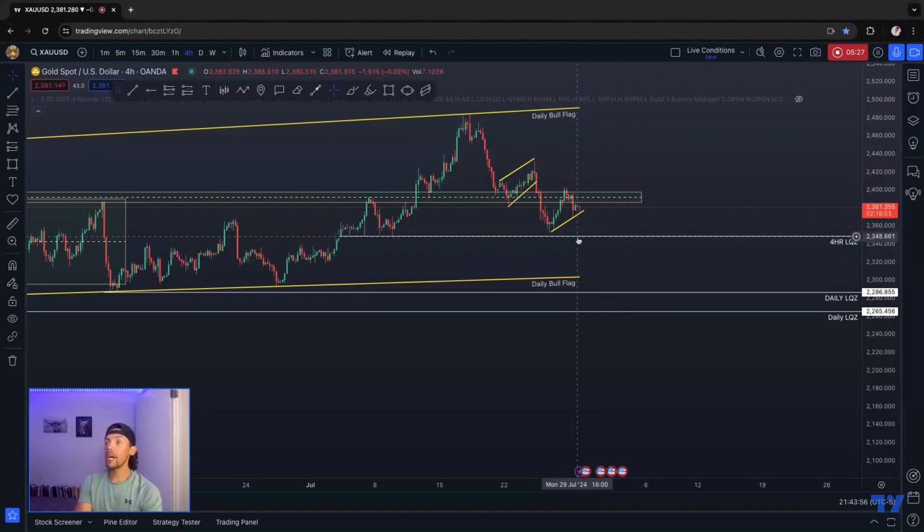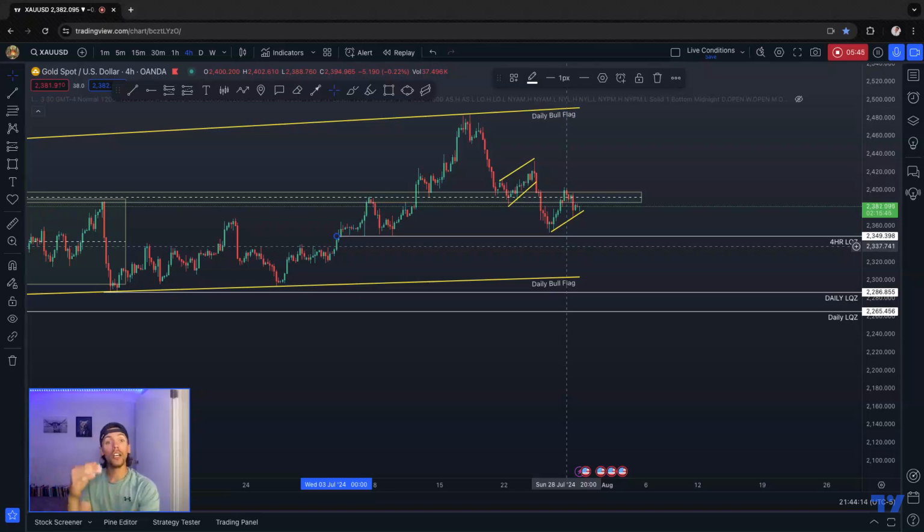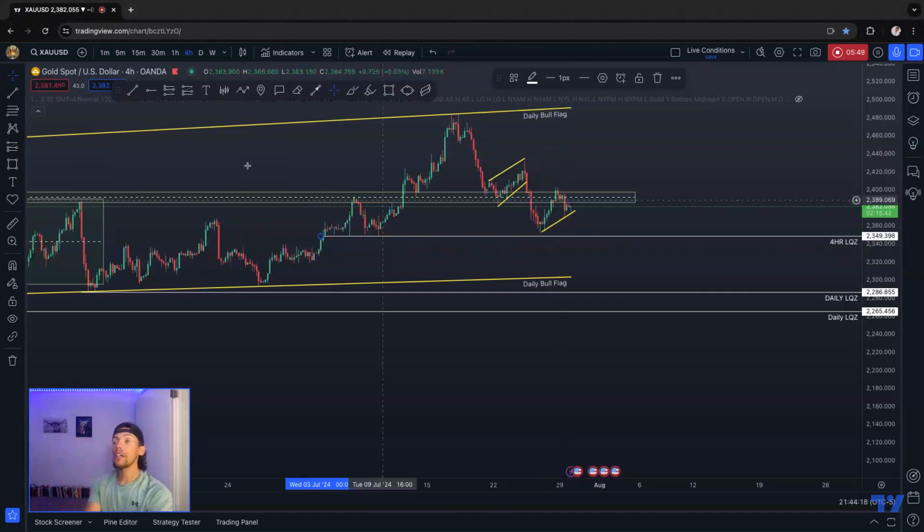We never got a break of it, but the market's imperfect. Just because it didn't touch it doesn't mean it won't. Yes, it eventually will get back down to that 4 hour liquidity zone, but it doesn't have to right away. It could play around, give us some sort of consolidation, maybe a little bit of a push higher, and then give us a drop. But I want to show you what I find really helpful.